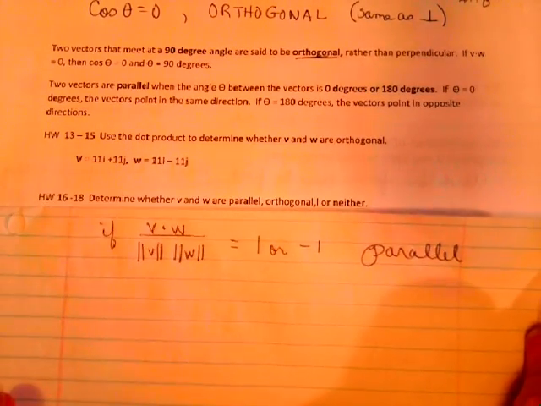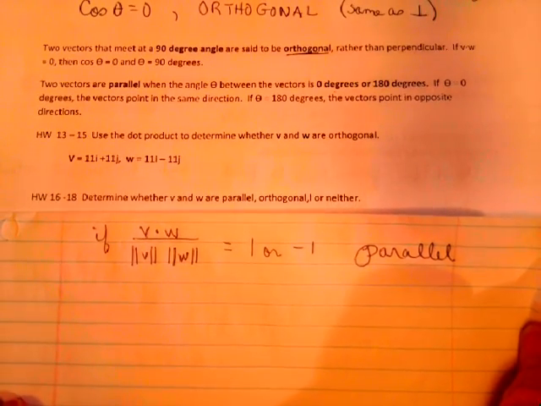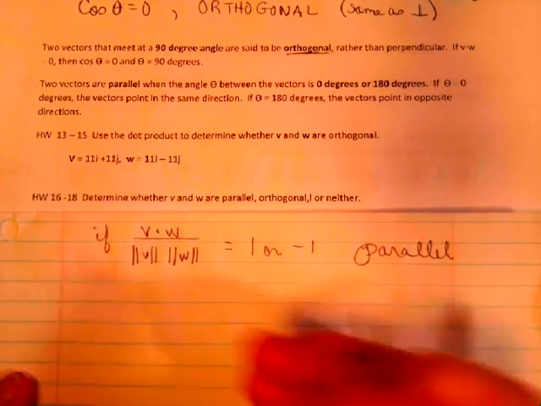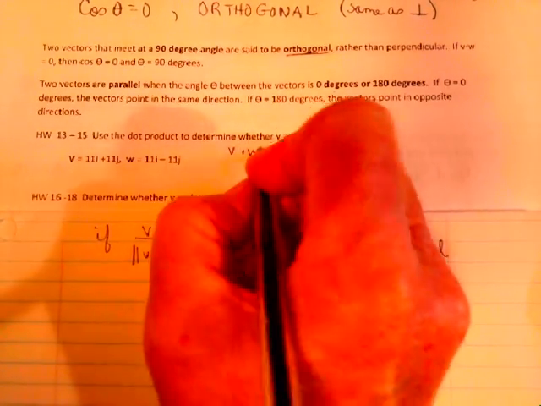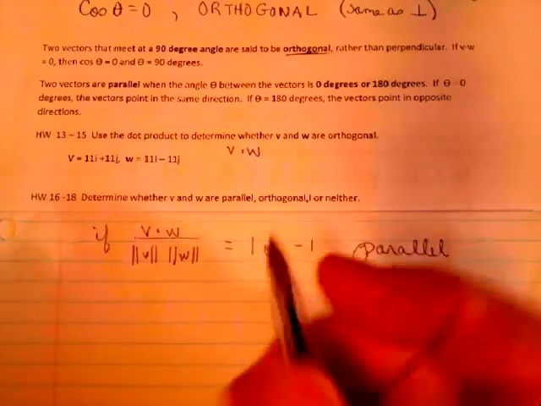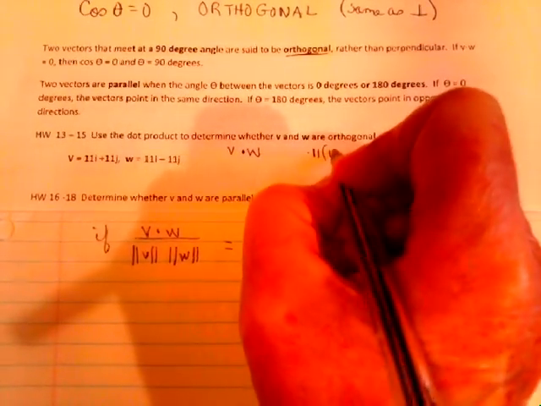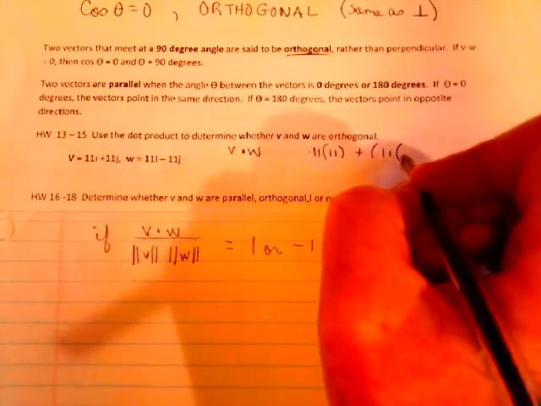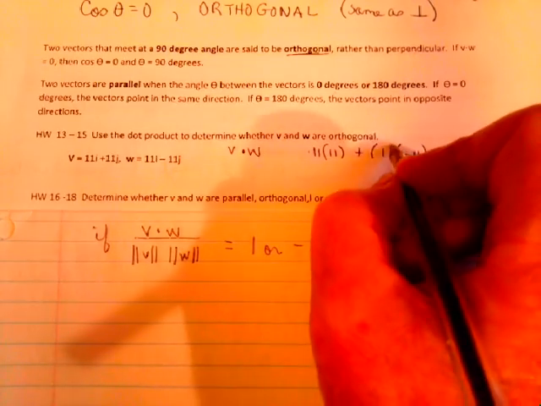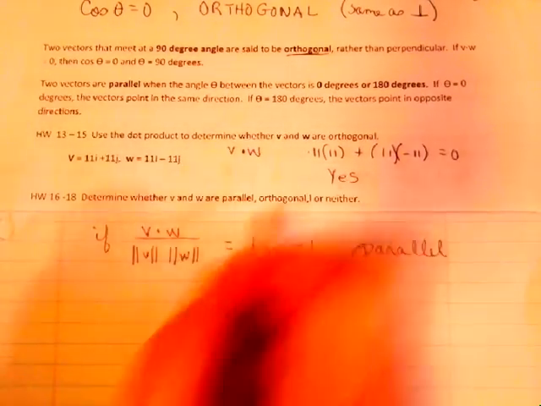Homework 13 through 15. Use the dot product to determine whether v and w are orthogonal. So they didn't even make me do the whole thing. They just said find v dot w so you can answer if it's orthogonal or not. V dot w would be 11 times 11 plus 11 times negative 11. Definitely equals 0. Answer is yes.